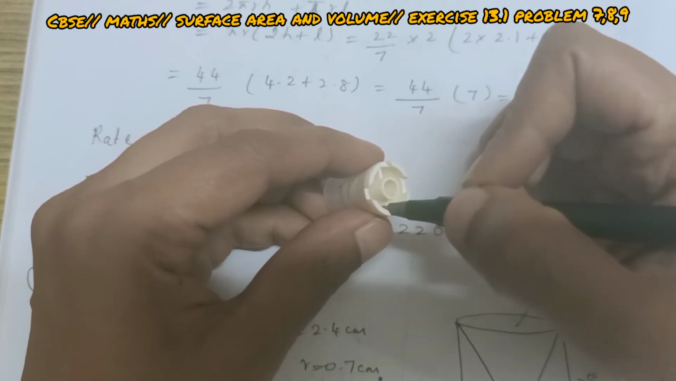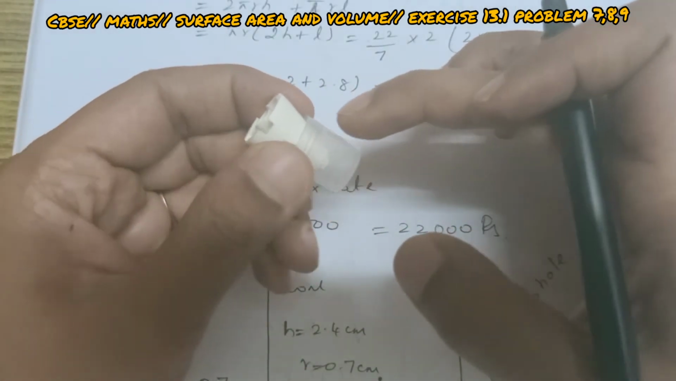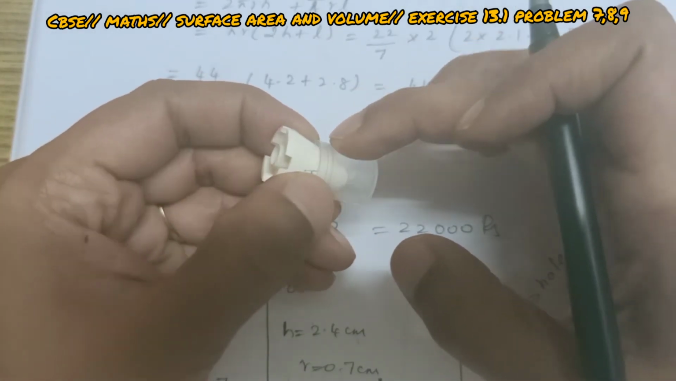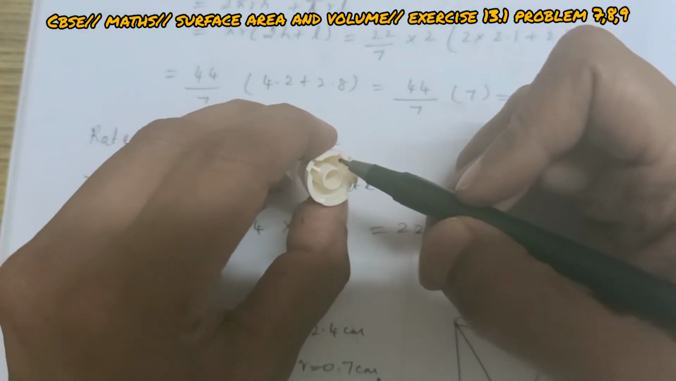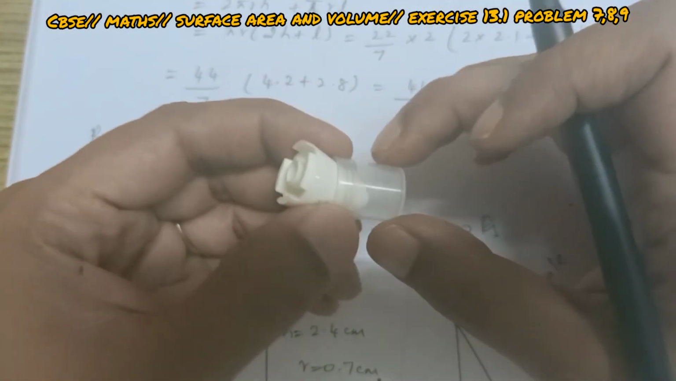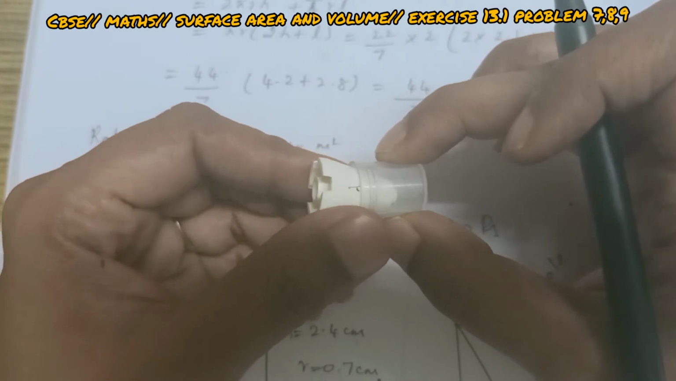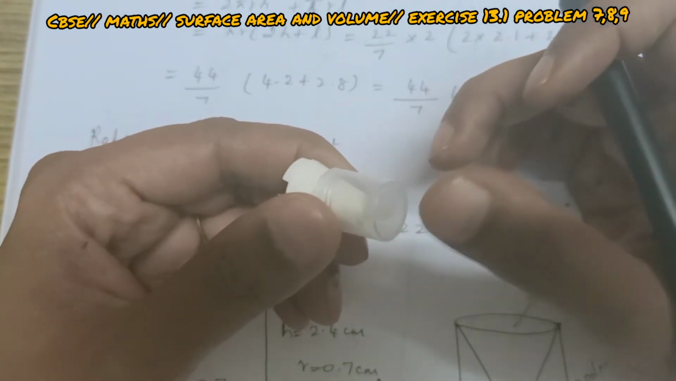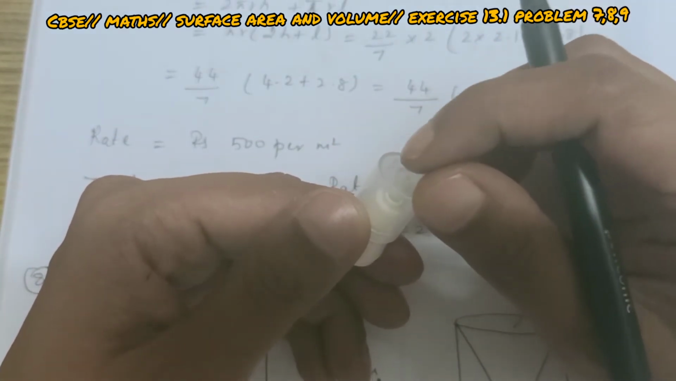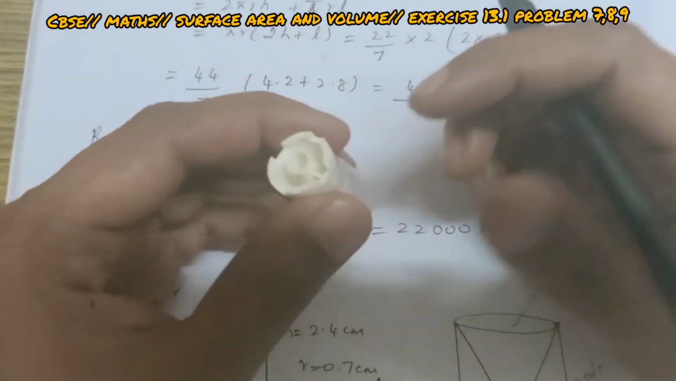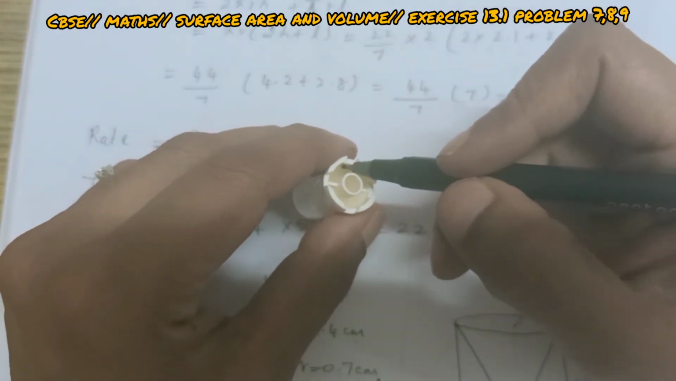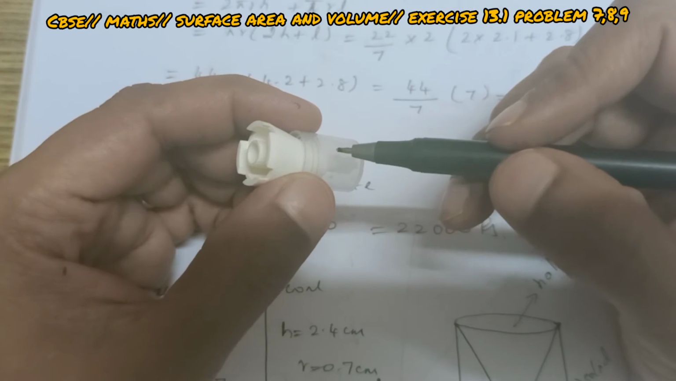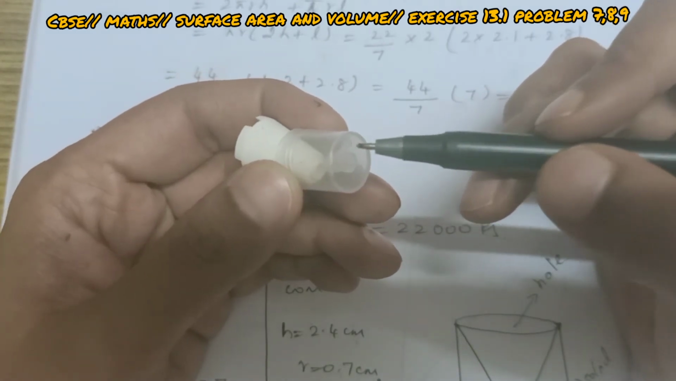Also I am able to touch. And what about the CSA of the cylinder? Surface of the cone is visible to me and I am able to touch it. CSA of the cylinder is also visible, I am able to touch it. This is a solid shape, no? So you have a bottom, there is a base. So CSA of the cone plus CSA of the cylinder plus the base.